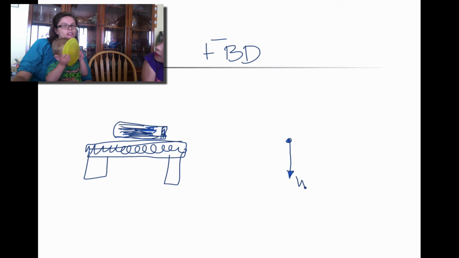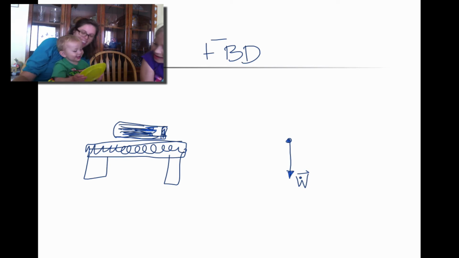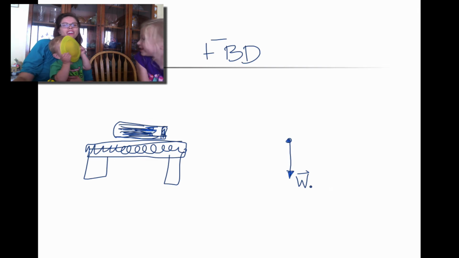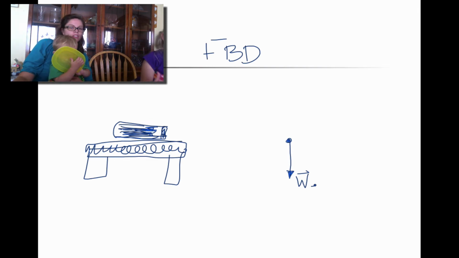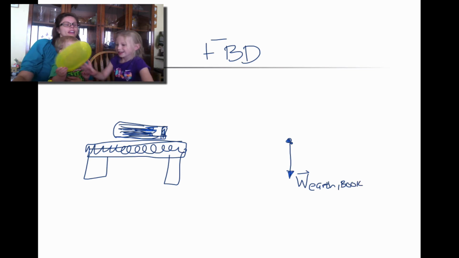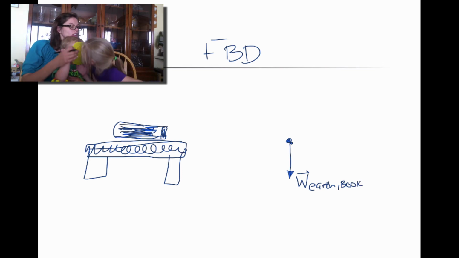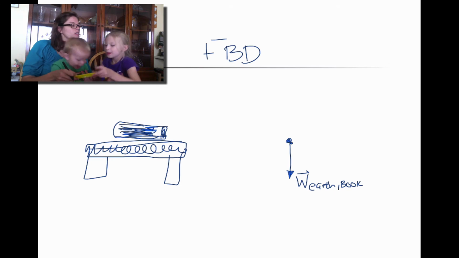W. Very good. So weight starts with the letter W. Now, what's causing the weight? We are here on Earth, so it's the Earth, and it's acting on the book.